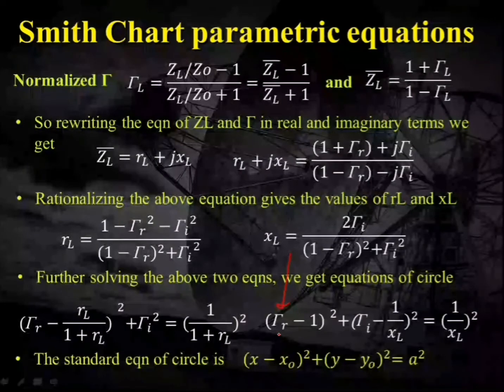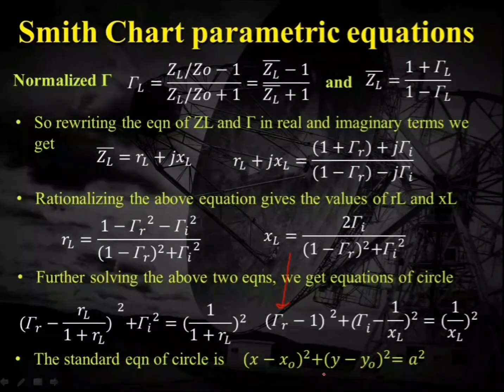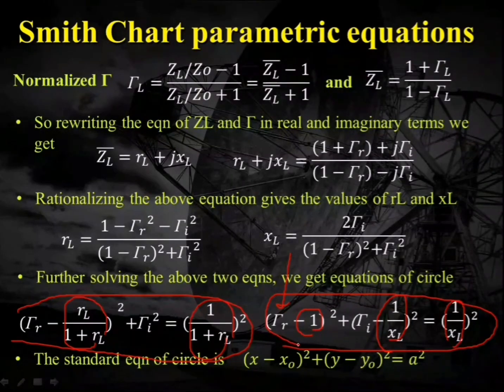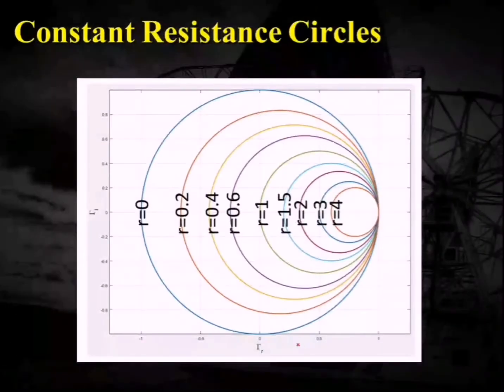If we compare it with the standard equation of the circle, that is (x minus x naught) whole square plus (y minus y naught) whole square equal to a square, we can conclude from here that this is x naught, the value of y naught is 0 over here, and the value of a is this one. Similarly over here I will conclude that x naught is 1 and y naught is equal to 1 by XL, whereas a is equal to 1 by XL. It means now we have two types of circles over here. One circle is obtained through this equation, and the other kind of circles will be obtained through these equations. So now we are going to see what these circles are.